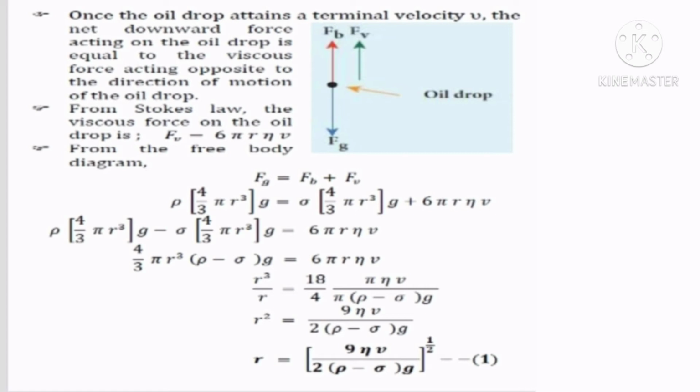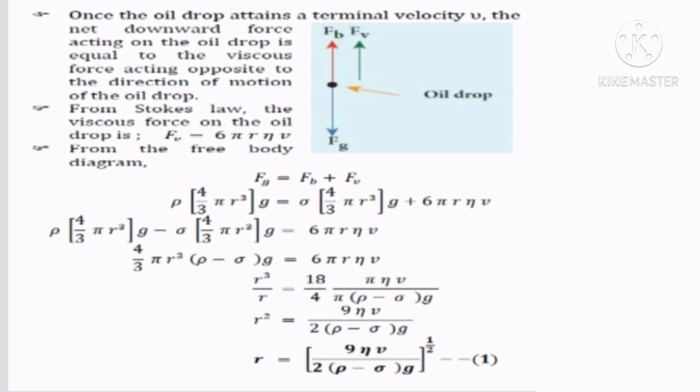Here 4 by 3 pi r cube is common. Take it outside. So we will get 4 by 3 pi r cube into (rho minus sigma) into g is equal to 6 pi r eta v, where r cube divided by r is equal to 18 by 4 into pi eta v by pi into (rho minus sigma) into g.